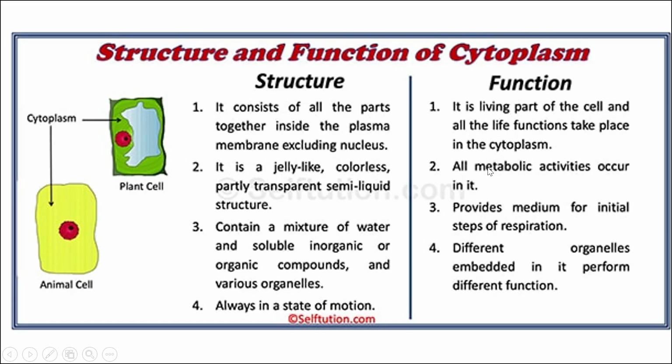Then comes the cytoplasm. It consists of all the parts together inside the plasma membrane, excluding the nucleus. So all the organelles look embedded in your cytoplasm. It is a jelly-like, colorless, partly transparent semi-liquid structure that contains a mixture of water and soluble inorganic and organic compounds and various organelles, always in a state of motion. It is the living part of a cell, and all the life functions take place in the cytoplasm. All metabolic activities occur in it, and it provides a medium for the initial steps of respiration. Different organelles look embedded in it to do different functions.